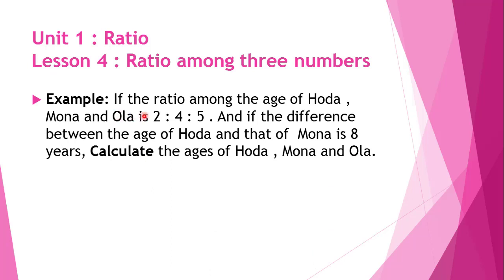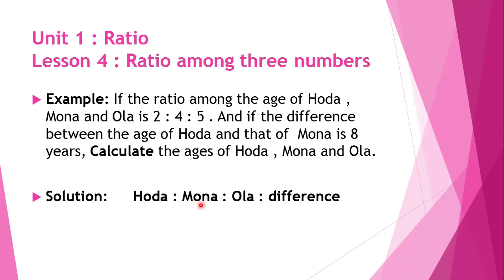Another example. If the ratio among the age of Huda, Mona and Ola is 2 to 4 to 5, and the difference between the age of Huda and that of Mona is 8, calculate the age of Huda, Mona and Ola. I want to calculate the age of the three girls here. Let's start. We have Huda, Mona, Ola, and we have the difference between them.